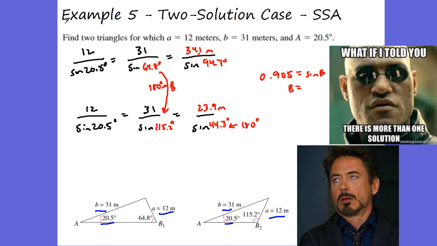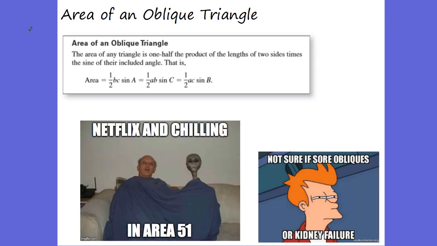You can see in this red right here, we have 64.8 degrees. That was my angle there. And the supplementary angle right there, 115.2 degrees, is what we had right there, which therefore changes this side C. Okay, and so that is where we have two solution cases.